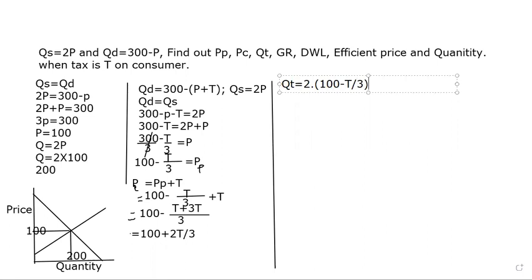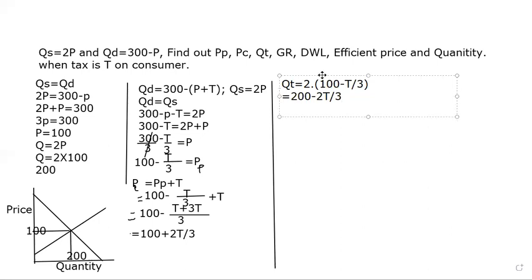So it is our quantity of t. So 200 minus 2t by 3 is our quantity of taxes. So when we are giving tax to government is QT, what will be our government revenue?